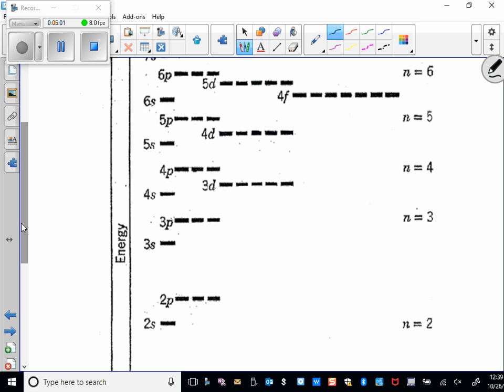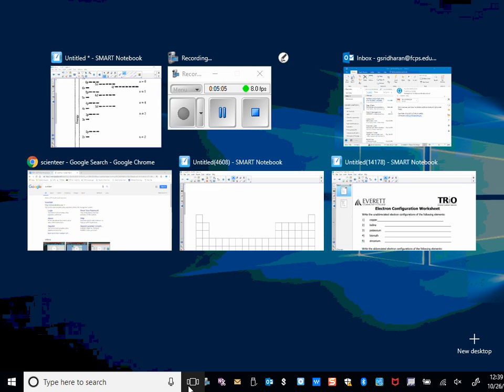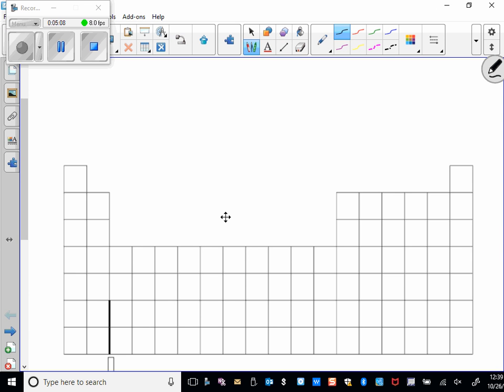Does that make sense? So, the objective of today's class is to be able to write the electron configuration. What are we going to write? The electron configuration.